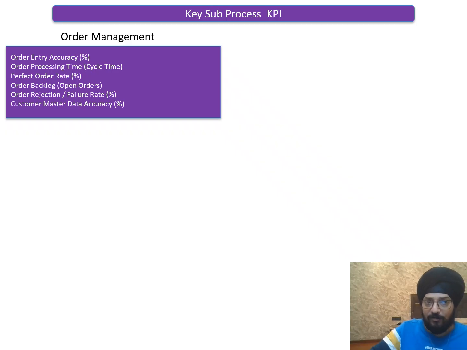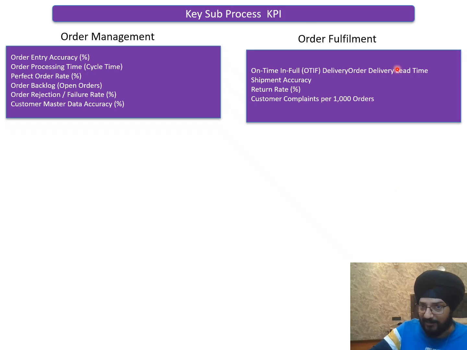And the key ingredients of each process will help us identify whether that process is running smoothly or not. So when we talk about order management, we have order entry accuracy, order processing time, perfect order rate, order backlog, open orders, order rejection versus failure rates, and customer master data. All these are parameters which will ensure that our order management system is working fine. So if we track these KPIs for order management, we can confirm that our order management system is in order.